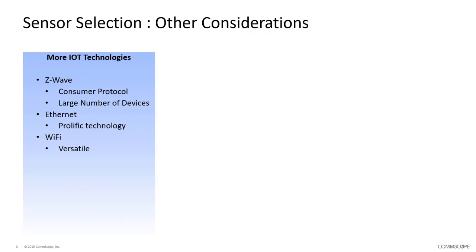Again, Wi-Fi is effectively a similar approach to Ethernet. It tends to be an IP-based network. It's very versatile, allows a lot of placement. But at the end of the day, you still need to provide power to these kinds of devices if you're going to run them for long periods of time. But it is a very versatile, very well understood technology.